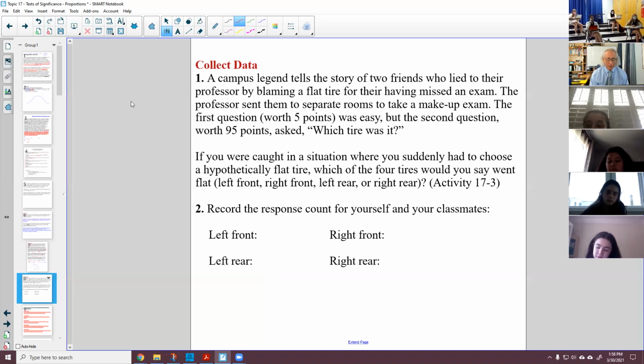So Emma, which tire would you say? I'd probably say right front. You would say right front. Okay, Brooklyn, what would you say? I was going to say the right back. You would say the right back. That's interesting. You're the first person that said a rear tire. Alondra, what would you say?